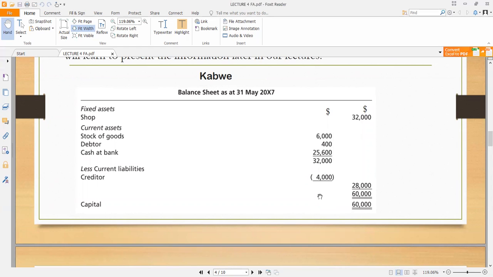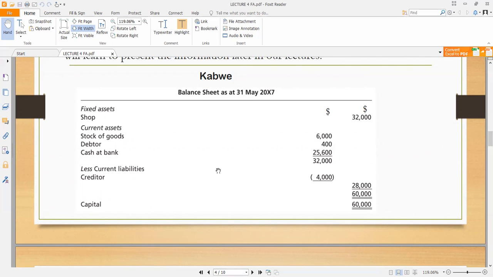Now we've just combined everything, liability and everything else. The standard is the same. First of all, have fixed assets. Fixed asset is the first one. Then you come to current assets, in the form of stock, money and other things. Then we've got a debtor who is having $400. Then we've got cash at bank. It comes to $25,600.